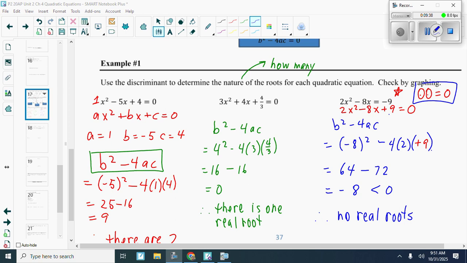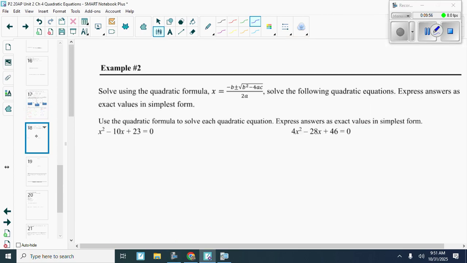So just remember, however they give it to you, sometimes they'll give it to you in standard form, and if it's not in standard form, you put it in standard form before you do any substituting, like we did with the factoring, right? We had to get it in standard form before we could factor it. So same thing here. So that's the discriminant. This is just by definition. This is what the discriminant tells us. This is how we use it.